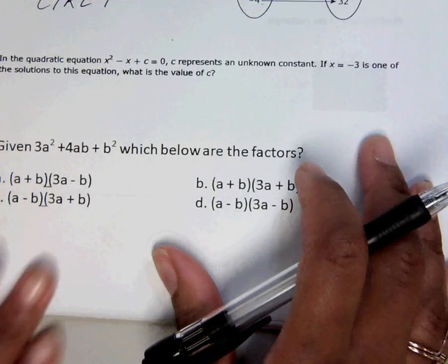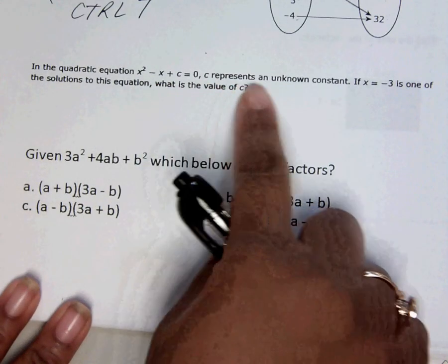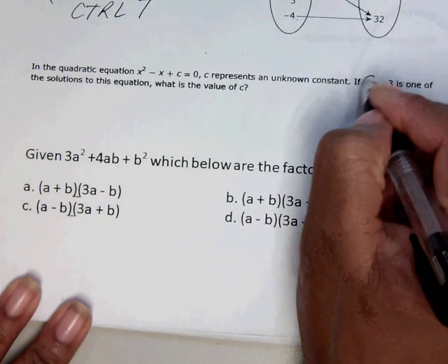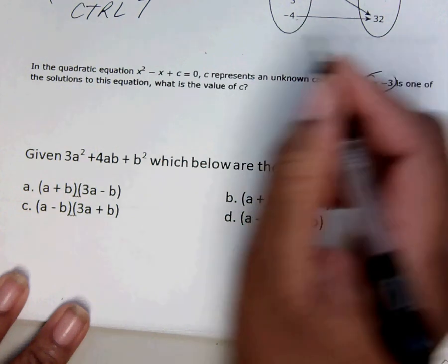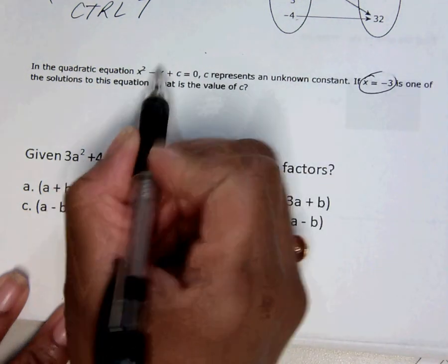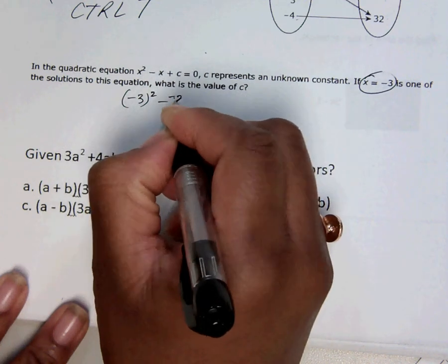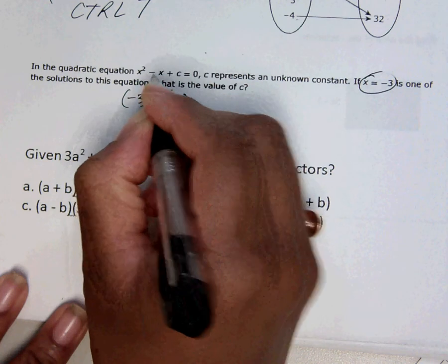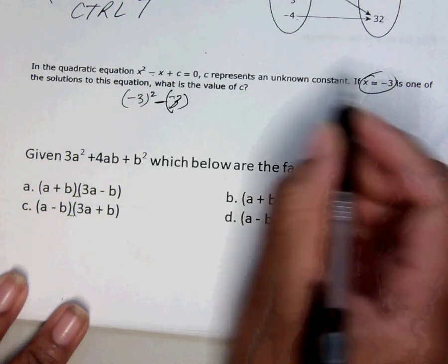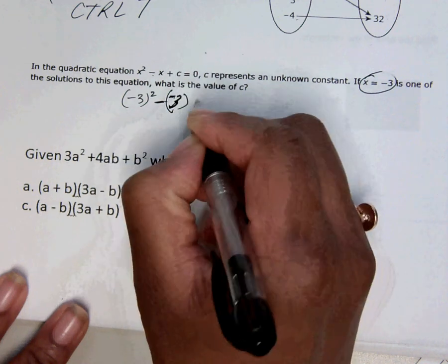Okay, in the quadratic equation, x squared minus x plus c equals 0, c represents an unknown constant. If x equals -3. Whenever you see that a letter equals a number, you always plug that number in. So this -3 goes in there. -3 squared minus -3. And I have to put the minus because it says minus, but x is also negative, so I'm going to end up with 2 negatives. And plus c equals 0.